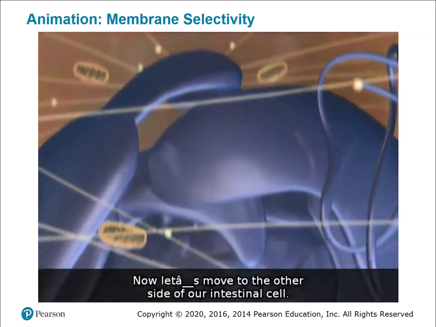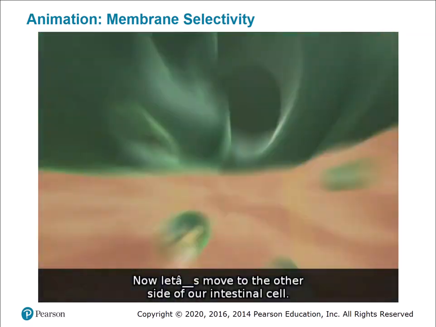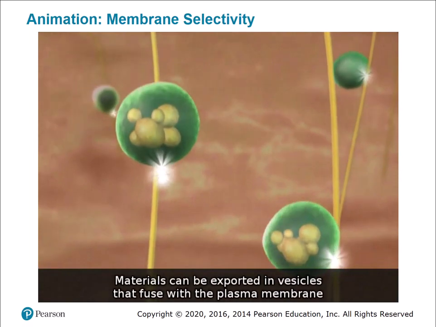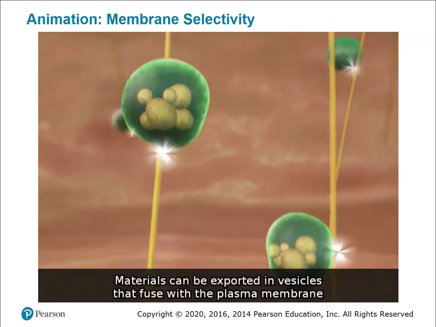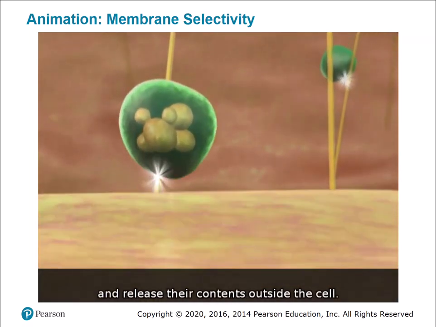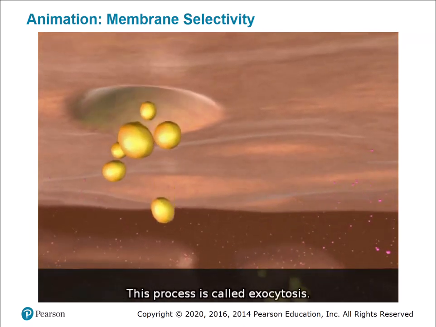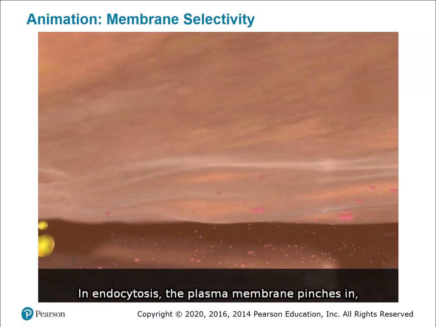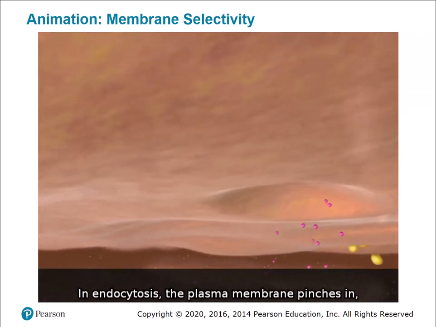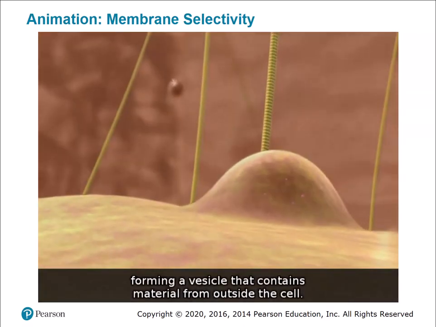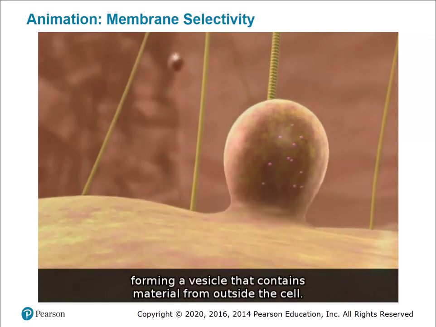Now let's move to the other side of our intestinal cell. Materials can be exported in vesicles that fuse with the plasma membrane and release their contents outside the cell. This process is called exocytosis. In endocytosis, the plasma membrane pinches in, forming a vesicle that contains material from outside the cell.